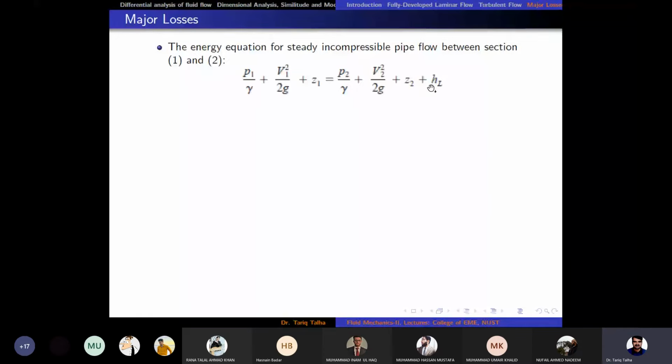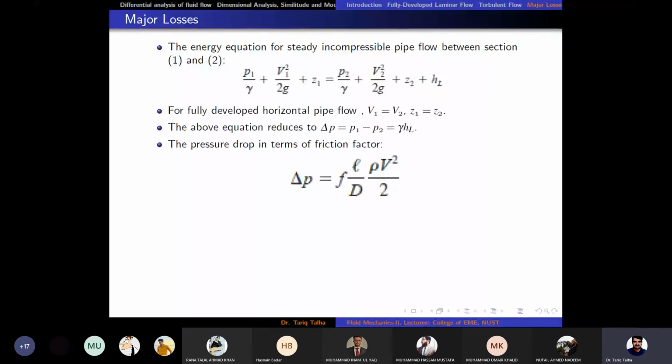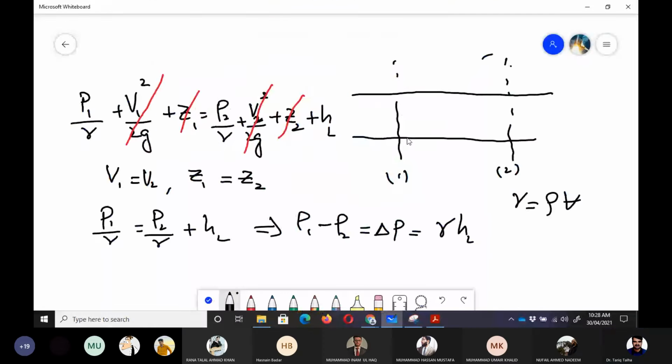So now we want to write this HL in terms of this friction factor. We also know delta P is equal to FL upon D, rho V square upon 2. We also know delta P is equal to gamma HL. So let me derive the relation between friction factor and HL on the whiteboard.